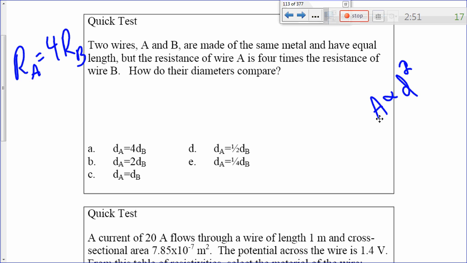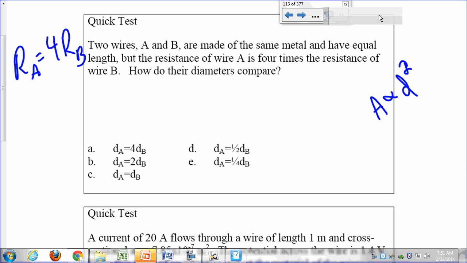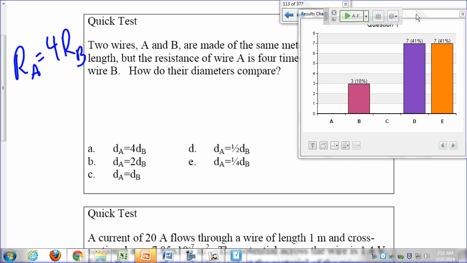All right, just a few more seconds, I'll stop. I'm going to stop at 2:58. Okay, that's a little better.